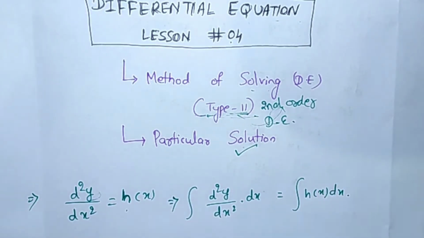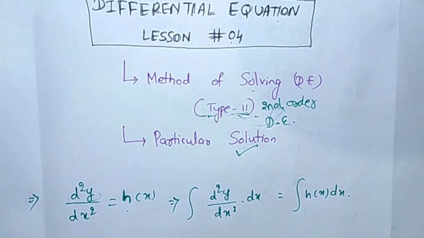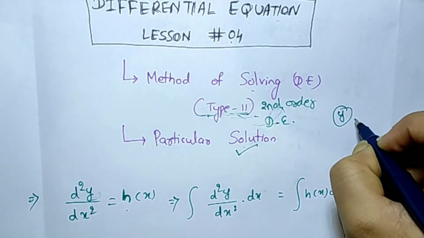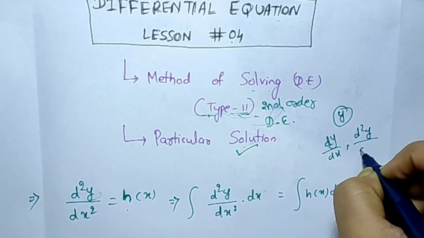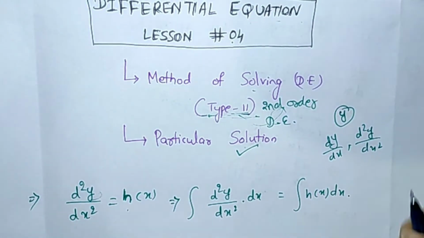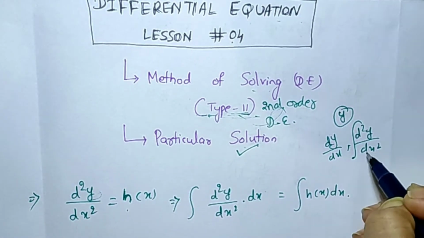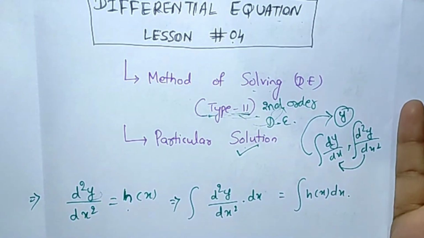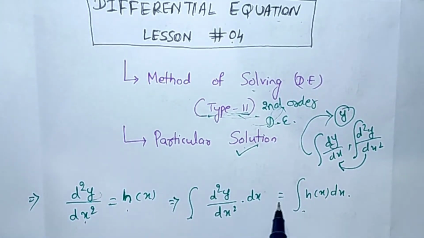We already know that if there is a differential equation of order 2, to find y we have to integrate twice. If y is a function, then dy by dx is the first derivative, and d square y by dx square is the second derivative. Integration is antiderivative. So if we integrate this function, we find dy by dx. Again we integrate this function, then we find y. So we have d square y by dx square, which means we have to integrate twice.